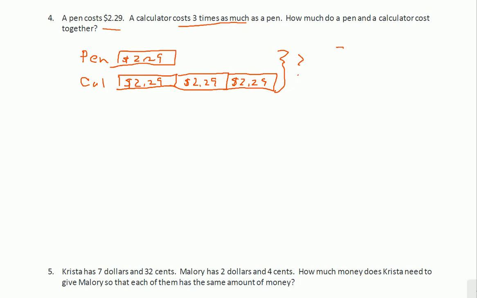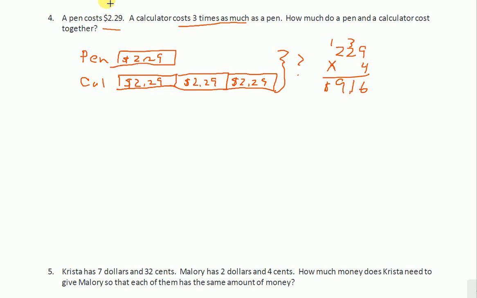We're going to do that right here. We're going to do 229 times, don't worry about the decimal right now, 229 times 4. 9 times 4 is 36. 4 times 2 is 8, and 3 is 11. 4 times 2 is 8, and 1 is 9. So 916. Okay, so $9.16. So we could put our decimal point back in. So that one was actually very, very easy to do that way.